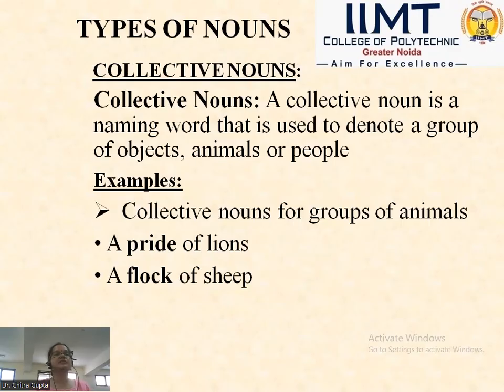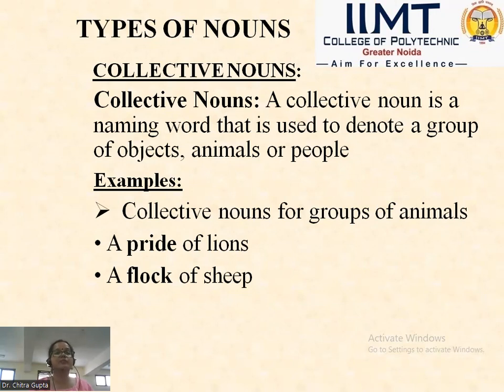Now the fifth one, collective nouns. Collective, collection. As the name suggests, collective means a group: a group of animals, human beings, objects, or people, any group. Collective means collection, and collection means group. A collective noun is a naming word that is used to denote a group of objects, animals, or people. Examples: collective nouns for a group of animals, indicating towards a group.